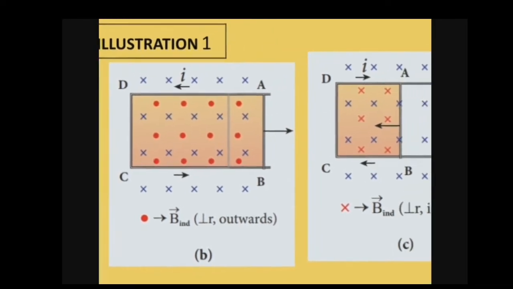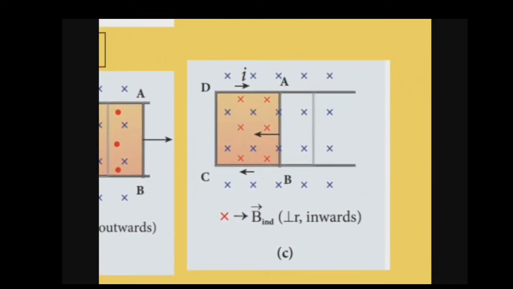Figure C. The arm AB is moved in the leftward direction. The magnetic flux decreases at that time. The induced current produces another magnetic field in the inward direction. Therefore, the induced current flows in a clockwise direction.